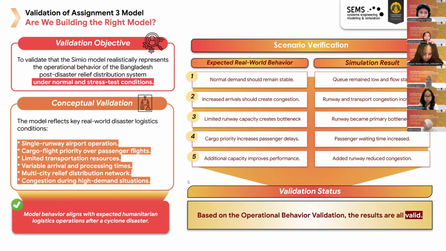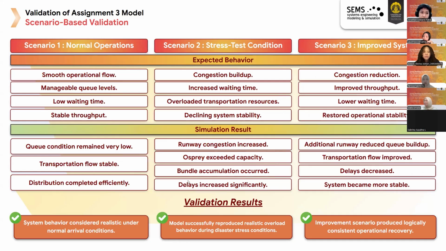This is the scenario for the verification of model 3. The verification objective, we can conclude, holds under normal and stress test conditions. This is the conceptual validation status based on operational behavior, and the results are all valid. This is the validation for assignment 3 covering normal operation, stress test conditions, and the improved system.